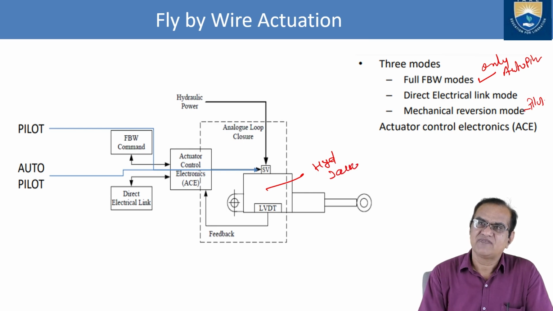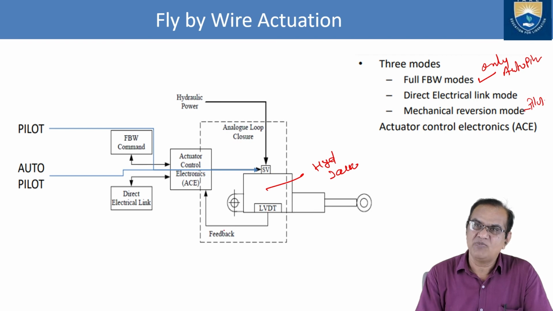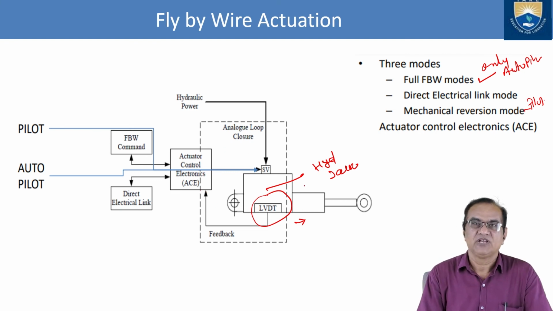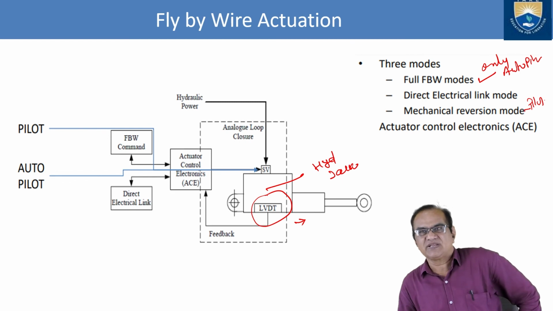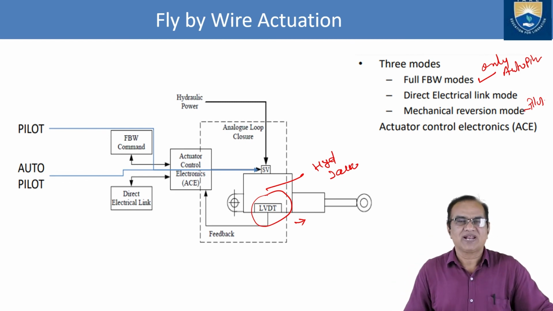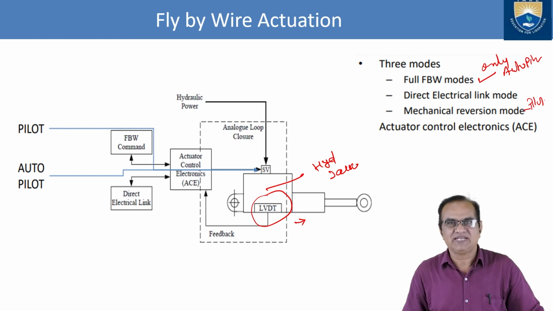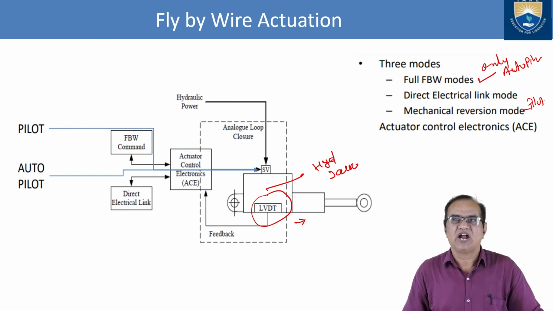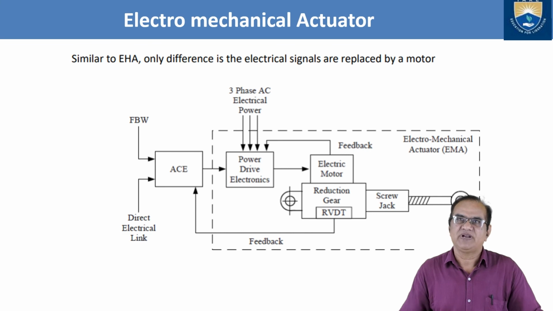This jack will be operated by this valve, and the LVDT measures how much it has transferred, how much distance it has traveled. This equipment gets the cue and reacts accordingly, and it will further supply, and this feedback is maintained. So like this, a fly-by-wire system works. It can work manually with the help of the pilot, and it can also work as an autopilot as per the requirement.